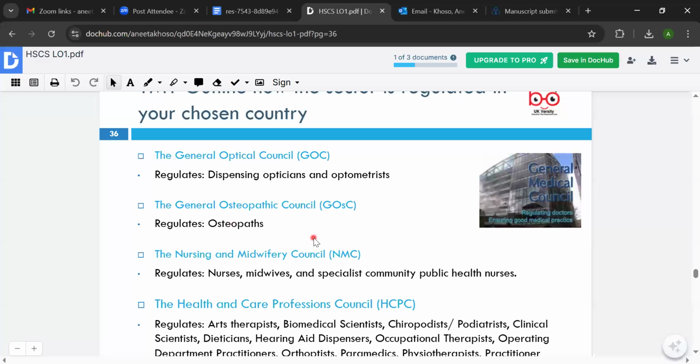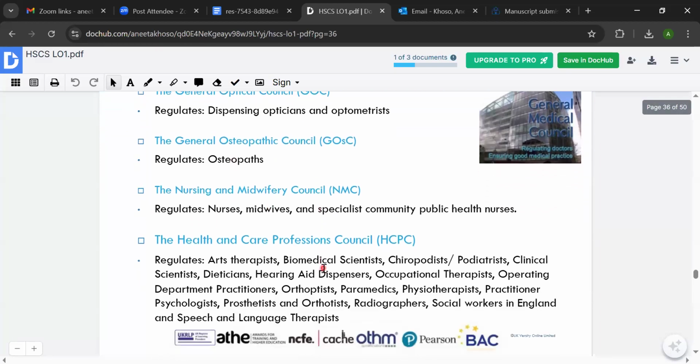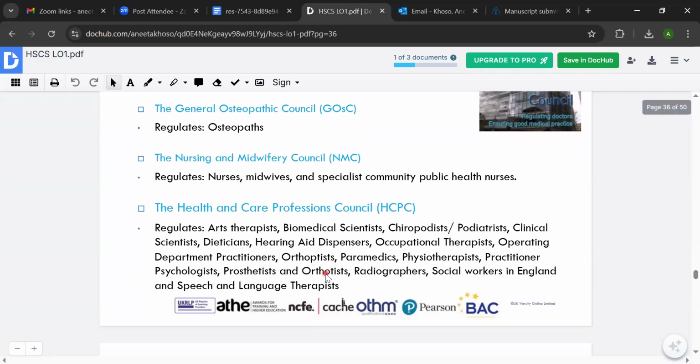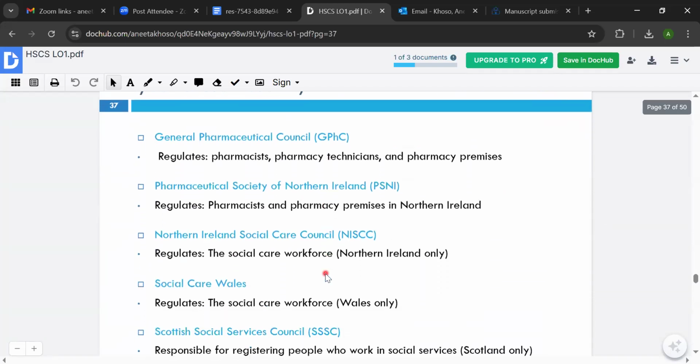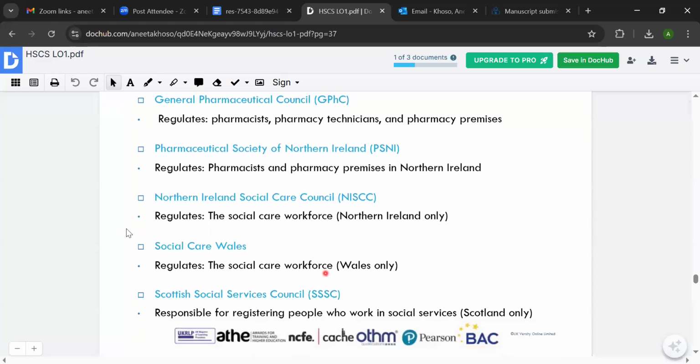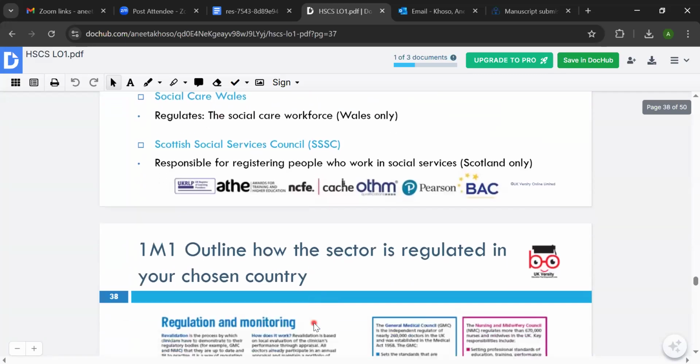And the General Osteopathic Council, GOC, and the Nursing and Midwifery Council, which is NMC, and the Health and Care Professions Council, HCPC. You have art therapists, biomedical scientists, podiatrists, clinical scientists, dietitians, and the list goes on. There's the General Pharmaceutical Council, the Pharmaceutical Society of Northern Ireland, Social Care Council, Social Care Wales, and you have the Scottish Social Services Council.